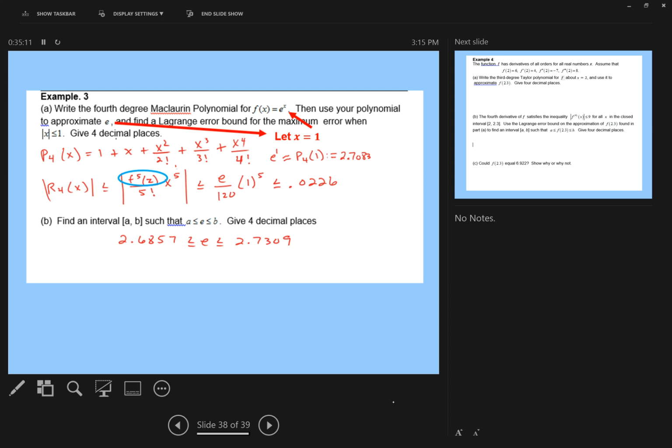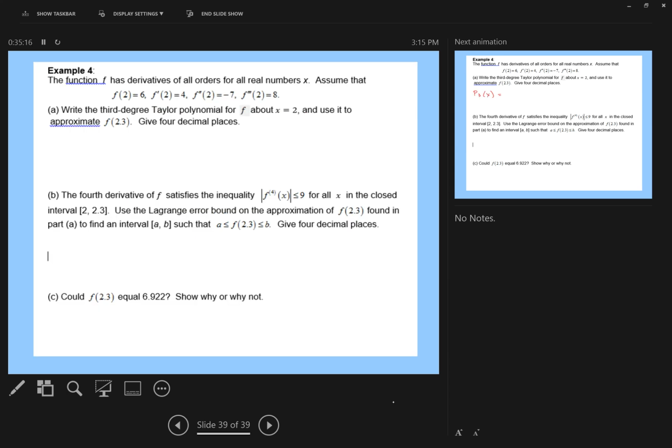I was wrong because there's one more example. Oh, we got it. Here we go. Ready? This is an easier one. Write the third degree Taylor polynomial about x equals 2. Hey, they give me all the stuff I need.